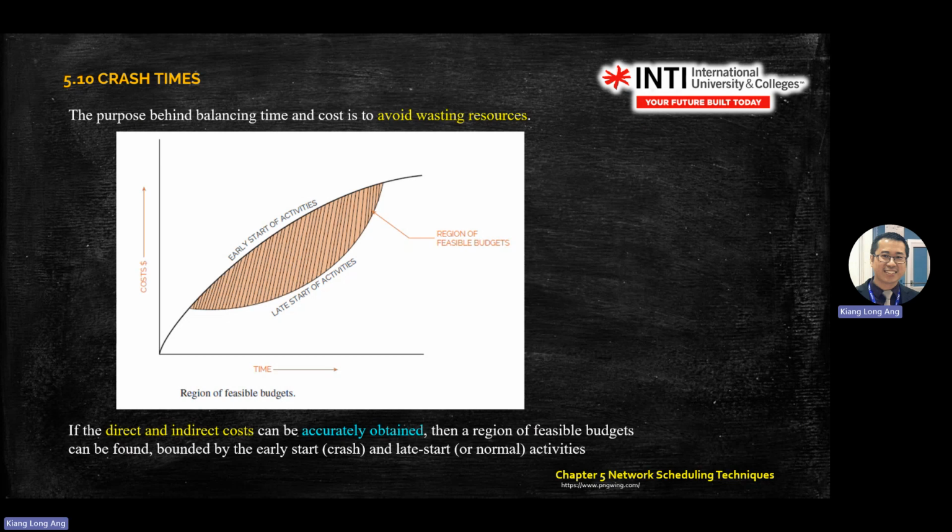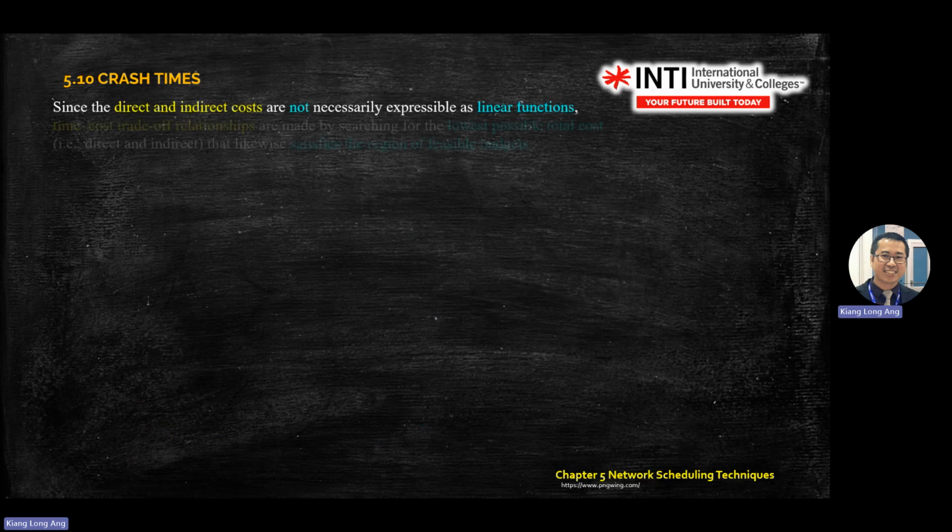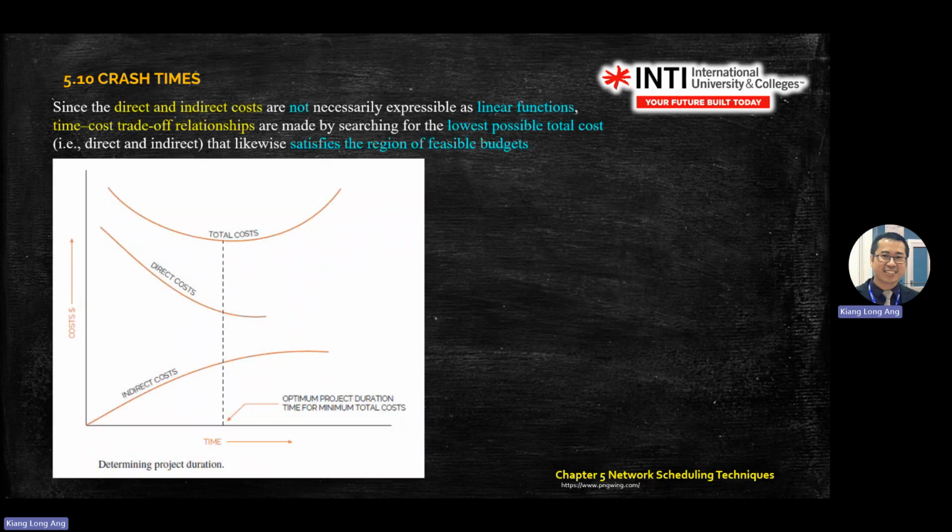This is a qualitative presentation, cost versus time. So you have early start of activity and late start of activity. So there is a cost involved when you start early and when you start late. So there's a region there to play around. Cost also, you have direct cost and indirect cost. So when you combine direct and indirect, you get a curve like that.